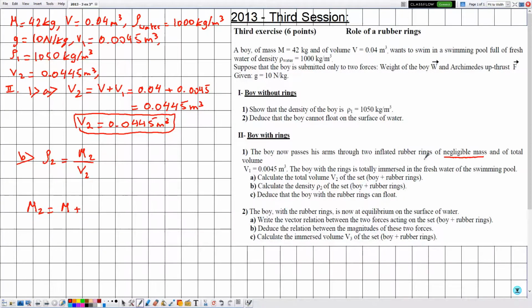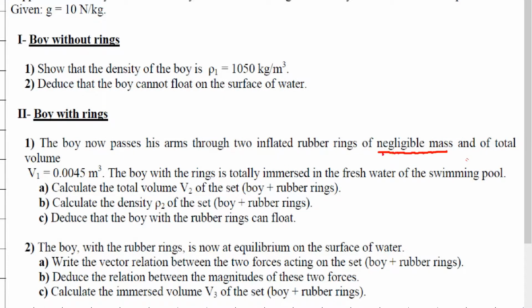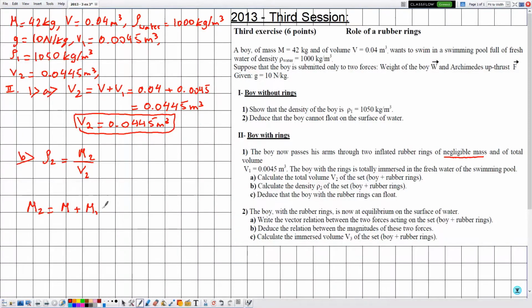And let's denote the mass of the rubber rings to be M1. But here they are telling me that the two inflated rubber rings are of negligible mass. So now the value of M, which is given by 42, plus the value of M1 is 0, because the mass is negligible in this case. So the value of M2 is given by 42 kilograms. Now after we have determined the value of M2, we can calculate the density ρ2, which is given by M2 divided by V2. The value of M2 is given by 42, and the value of V2 is given by 0.0445.